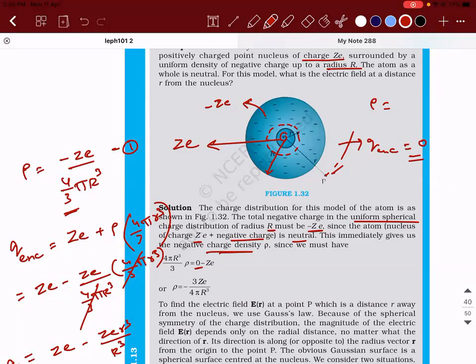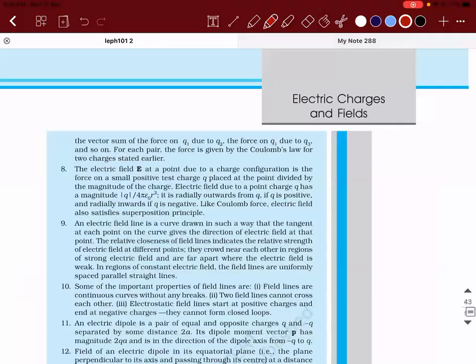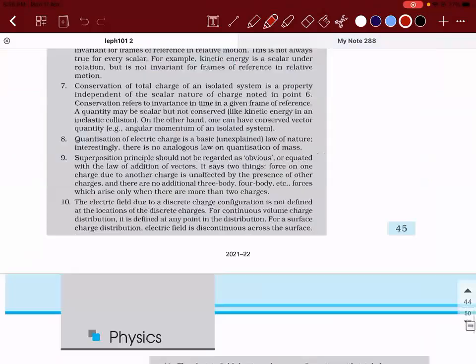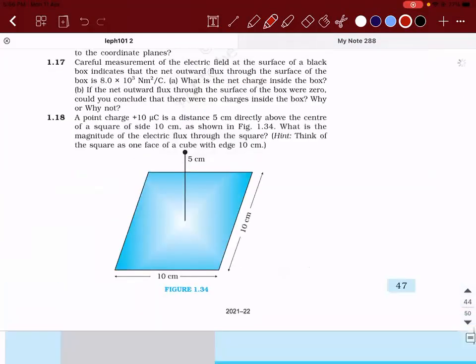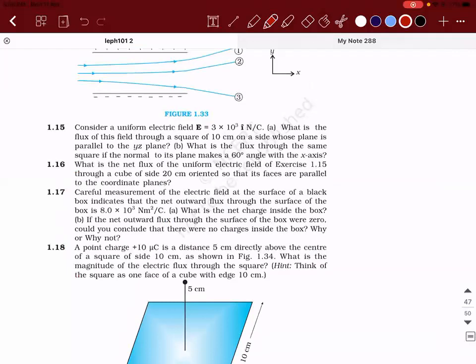Now we'll do some more problems which are slightly easy. Let's do it faster. I am coming. So we'll do from 15th till 20th. Okay, start with 15th.